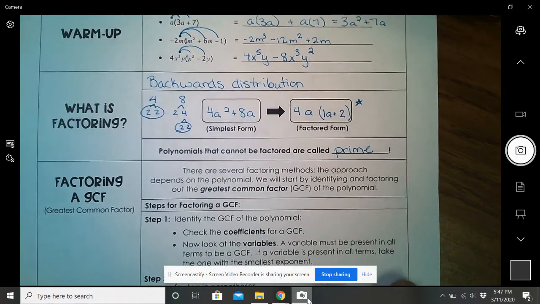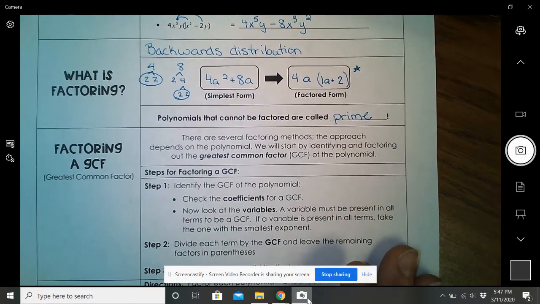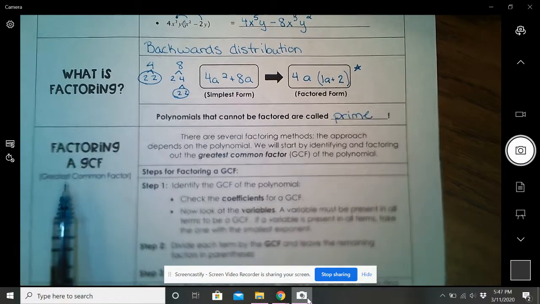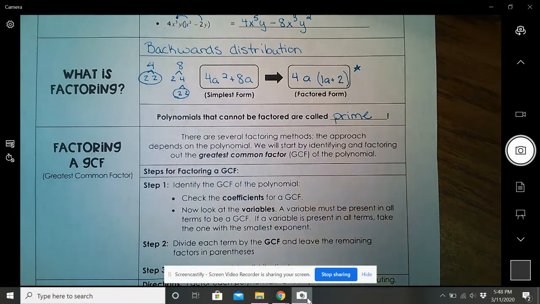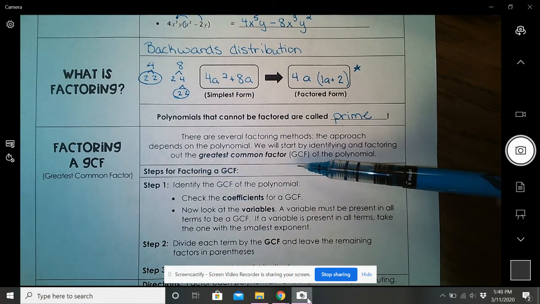This type of factoring that we're working on right now is called factoring with a greatest common factor, or shortcut GCF. So let's read through some steps here about how to find the GCF and then how to factor that GCF. There are several factoring methods that we're going to work on, and they kind of all stem from this GCF. So we're going to start with identifying what that is.